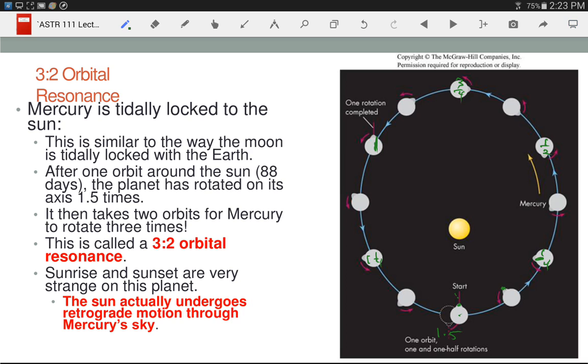So it does 2 orbits for 3 rotations, and the days is the rotations minus the orbits. So 3 minus 2 is 1. So in 2 years, you have 1 day. Very interesting. Okay, go home.